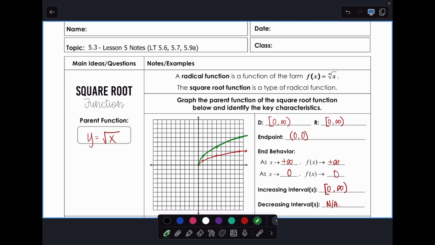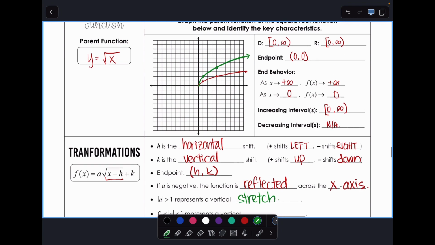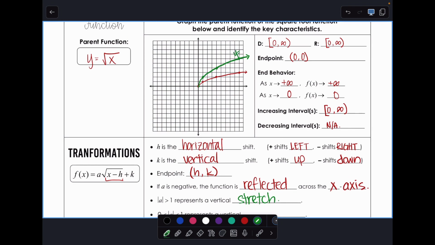Which direction did it stretch in? Up. So this is called a vertical stretch. I'll go ahead and put this here: y equals 2 rad x, 2 square root of x.